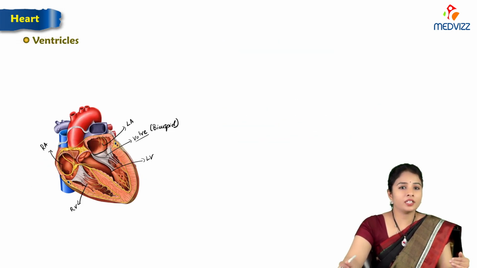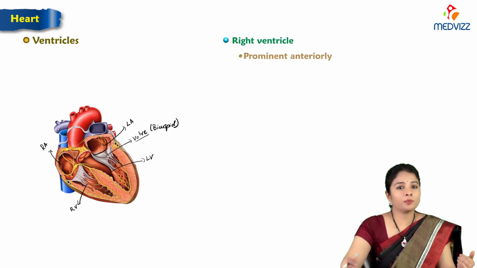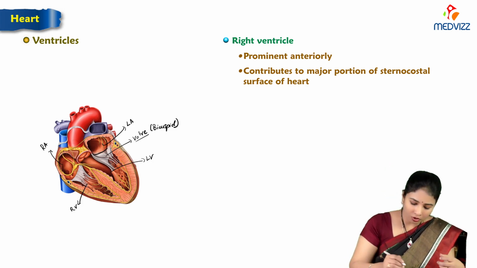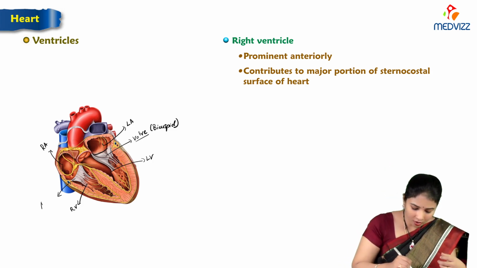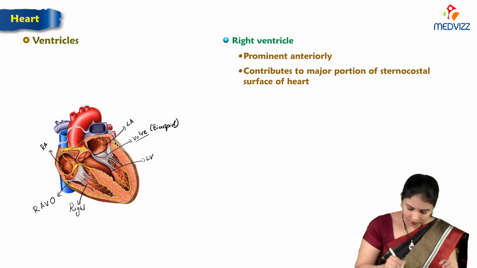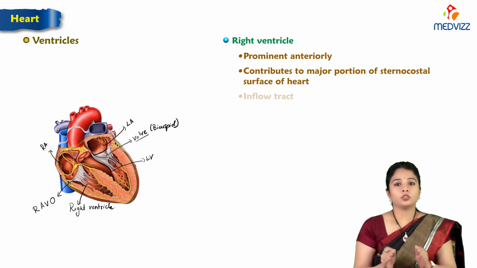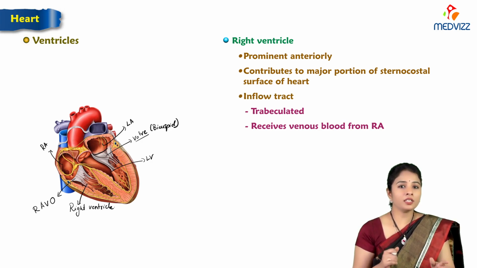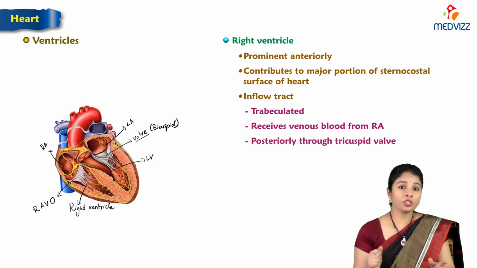So let's move on to the ventricles. The right ventricle is more prominent anteriorly, and it contributes to the major part of the sternocostal surface of the heart. Interiorly, if you see, the right ventricle has the inflow and outflow parts. Here, this is the right atrioventricular orifice, and this is the interior of the right ventricle. The inflow tract of the right ventricle is trabeculated and it receives the venous blood from the right atrium posteriorly through the tricuspid valve.